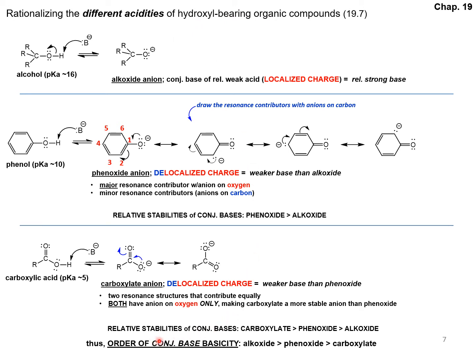So the order of the basicity for the conjugate bases would then be the alkoxide is more basic than the phenoxide, and the phenoxide is more basic than the carboxylate.